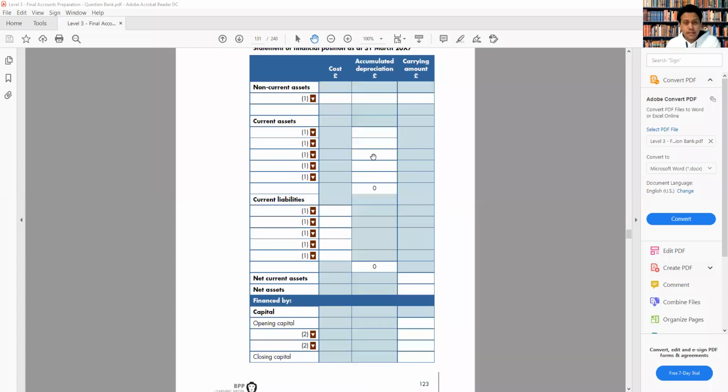In the exam, you have the template like this. All you need to do is to select. Remember, they might give you more. Under the net current asset, you can see 1, 2, 3, 4, 5, but we have used only 4. You might not need all of this drop down, so don't think I have to use all of this. Maybe you don't have to.